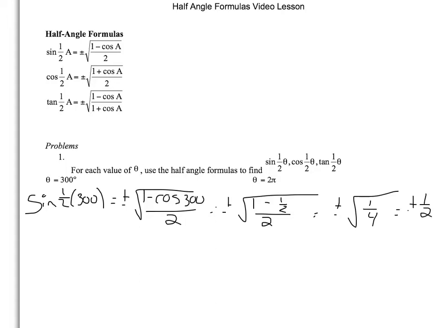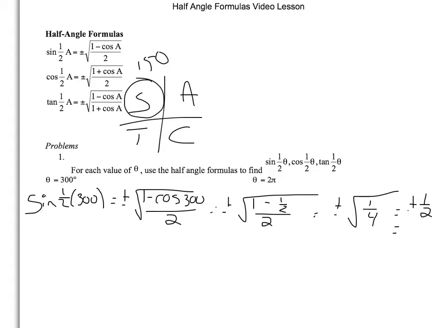I do need to decide whether it's the plus or the minus. And this is what I do to decide. I am given 300 degrees. I don't care about 300 degrees, I care about half of the angle. Half of 300 is 150. 150 is in quadrant 2. In quadrant 2, sine is positive, so sine of 1/2 theta is positive 1/2.